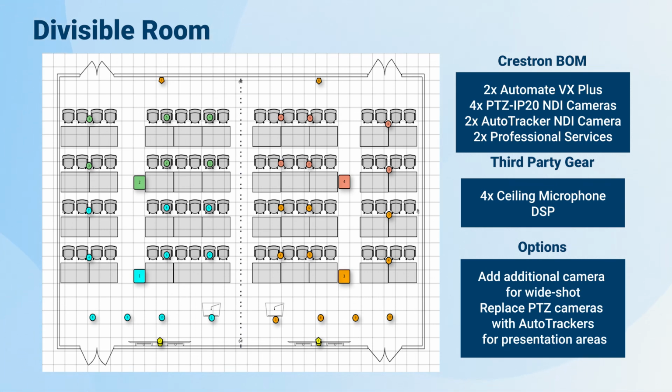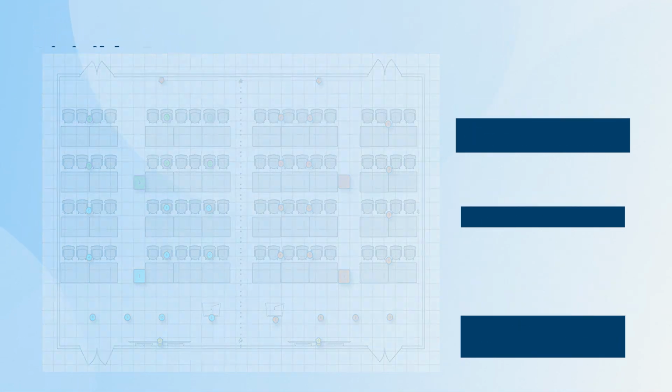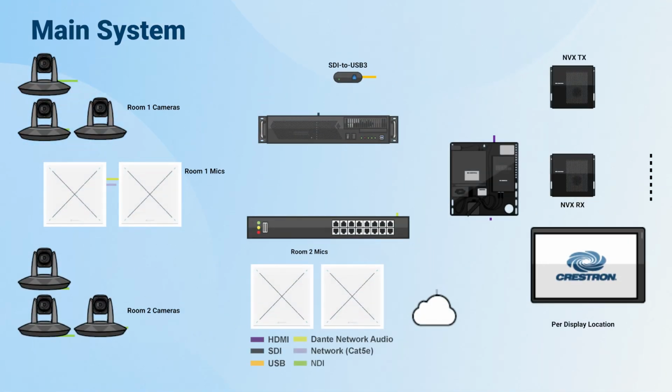It is typically helpful to use NDI cameras in these types of rooms because some of the cameras need to be accessible to multiple systems. If you are not using NDI cameras and an Automate VX Plus system, you will need to split the SDI signals of the cameras. As mentioned prior, you will need 2 systems.